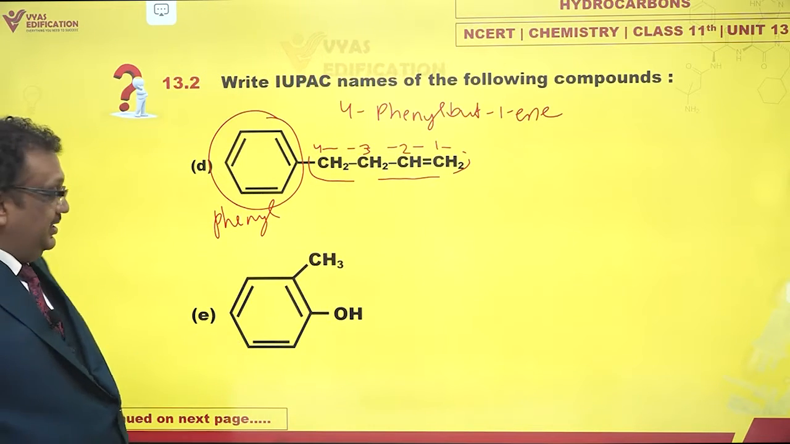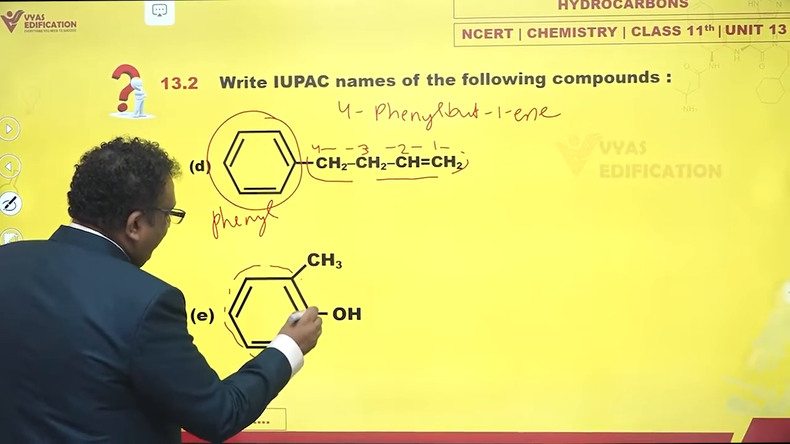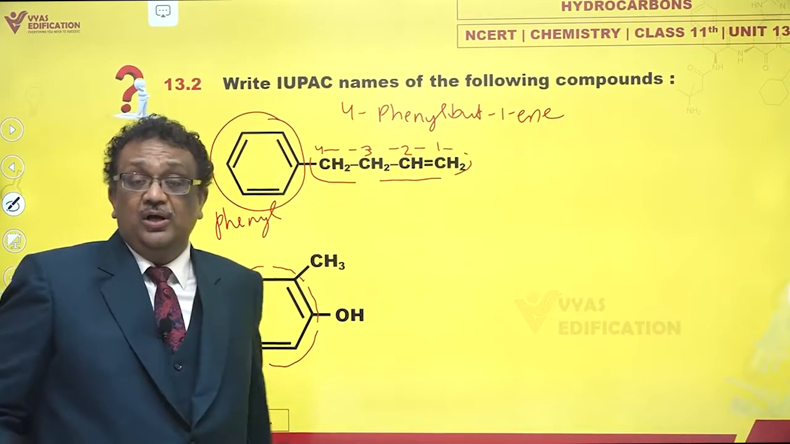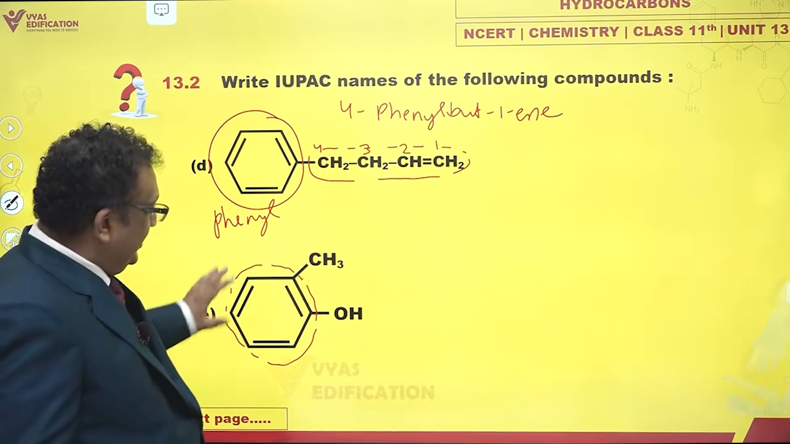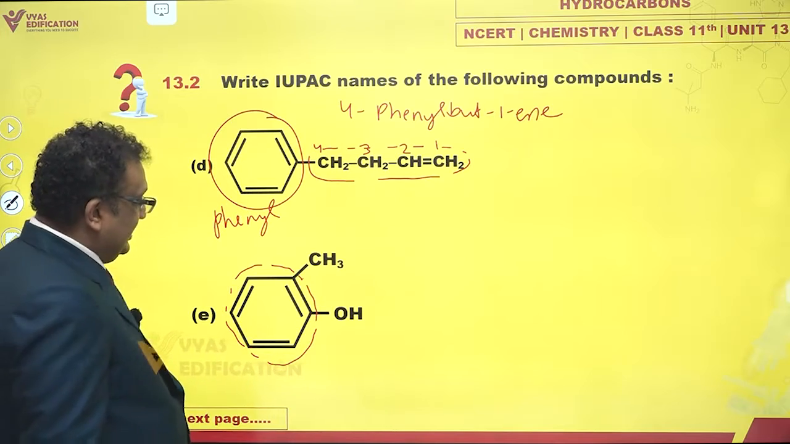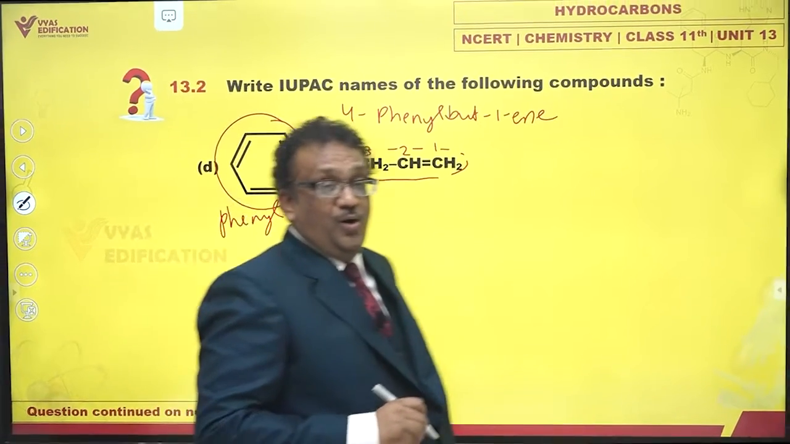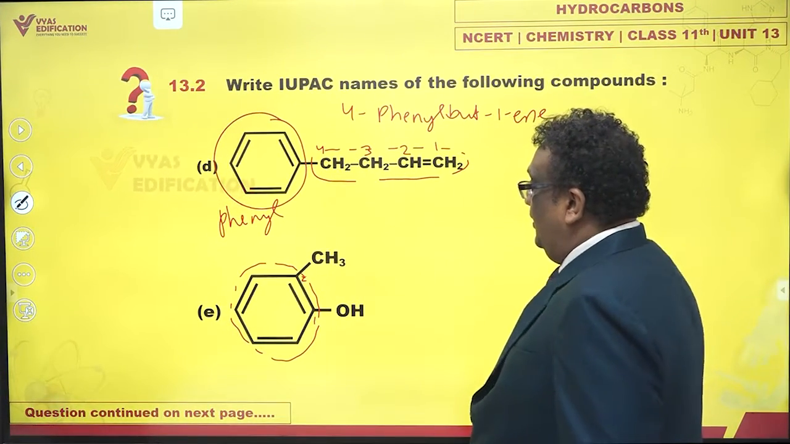What about this? In this case, there are 2 substituents on the benzene ring. So the benzene ring should be chosen as the parent. Please remember this is benzene. Don't call it 1,3,5-cyclohexatriene. It is actually benzene. It has a special status. 1 and 2. Wow. So what is this? I hope you can see this, 1 and 2.